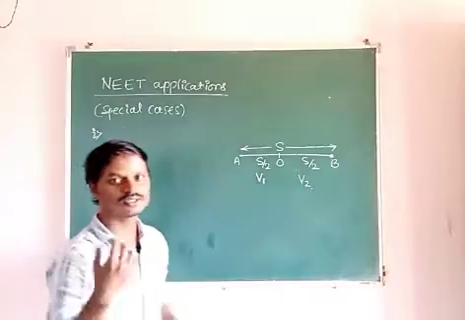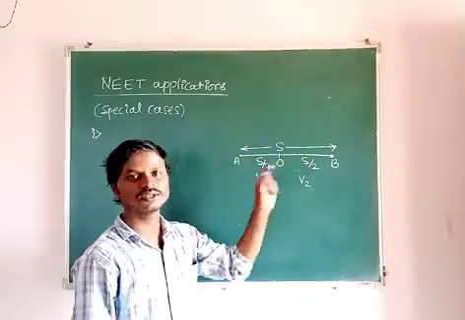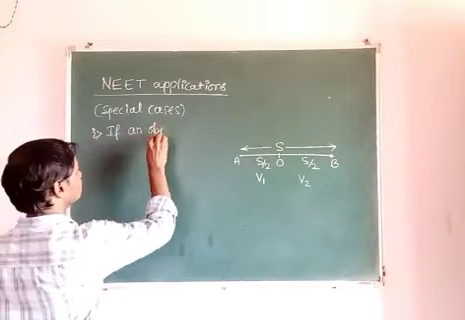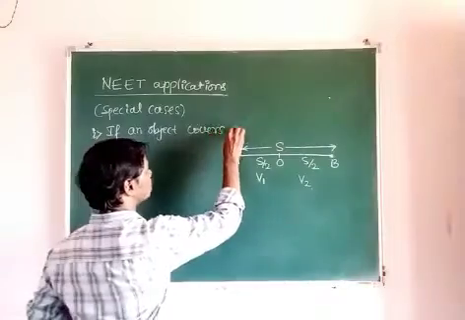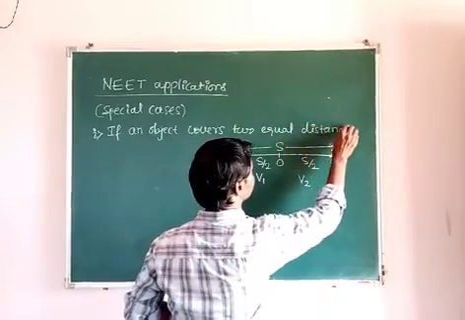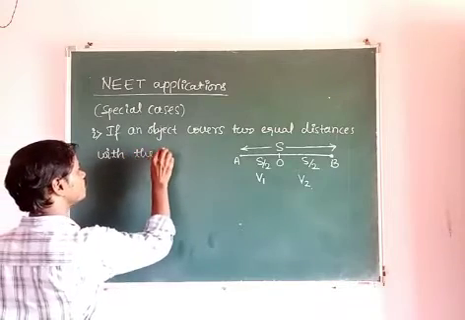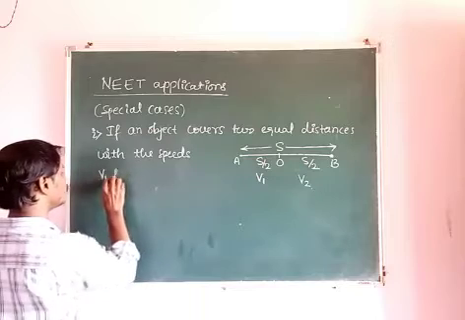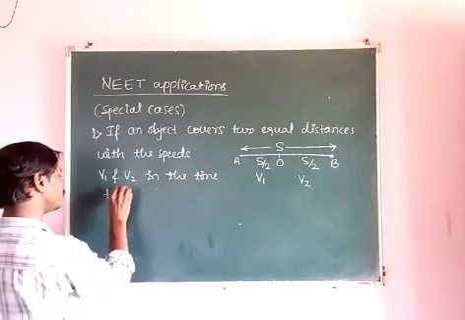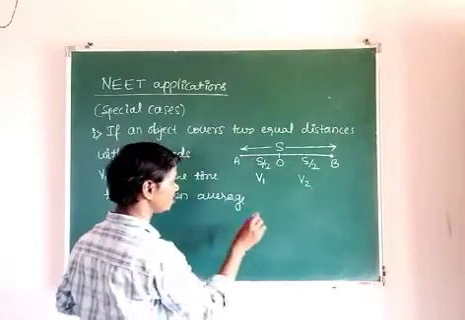Then how to find the average speed here? So what is case 1 here? If an object covers two equal distances with the speeds v1 and v2 in the times t1 and t2, then how to find the average speed of the object from A to B?